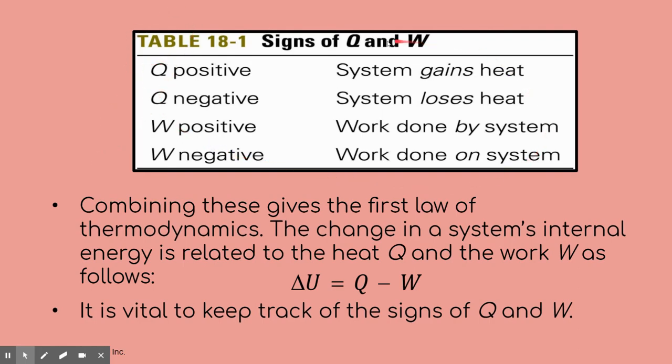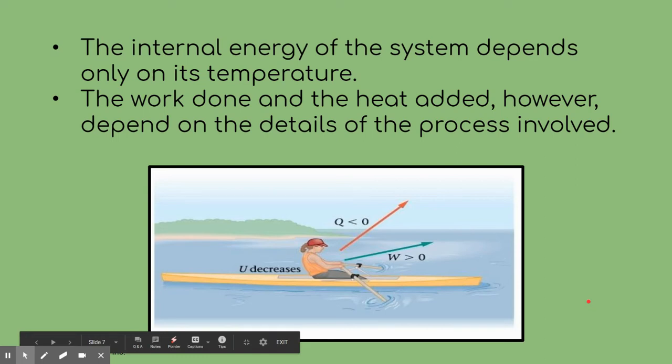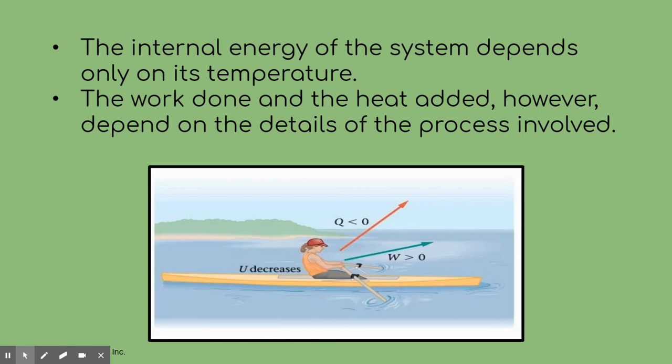Combining all of this information, we actually find a very simple equation for the first law, and that's just that the change in internal energy is equal to Q minus W, so heat minus work. That's it. Just keep in mind these sign conventions because they will trip you up when you're doing the math. As we discussed in the previous chapter, the internal energy of a system depends only on the temperature of that system. However, the work done and the heat either added or removed are going to be dependent upon the specific circumstances surrounding a process.